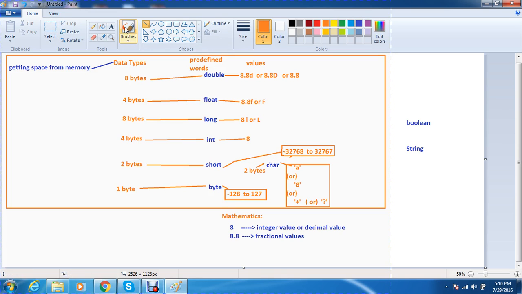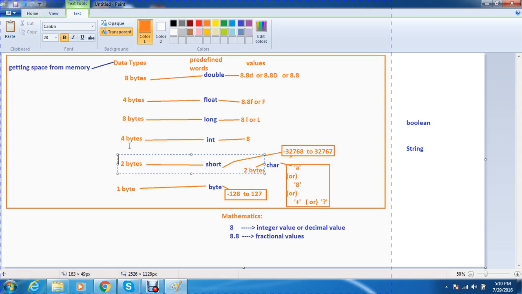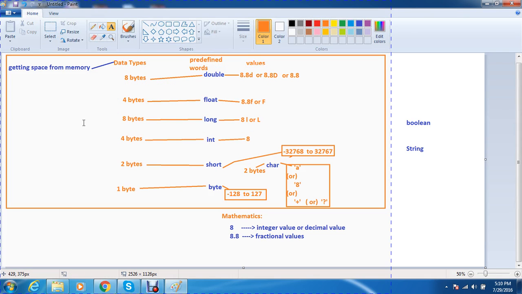Observe this part. This is 1 byte, right? Space in memory: 2 byte space, 4 byte, 8 byte, 4 byte, 8 byte. Now please make sure: 10 liters of milk can be stored in a 20 liter can? Yes, of course we can store. Yes or no? Yes. 10 liters of milk can be stored in a 20 liter can.